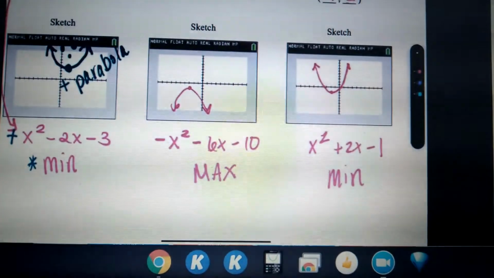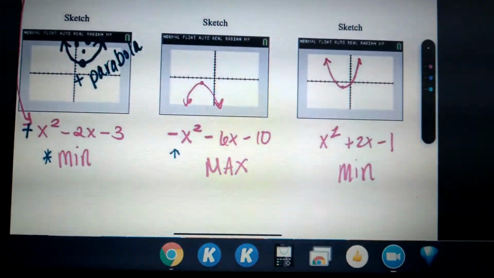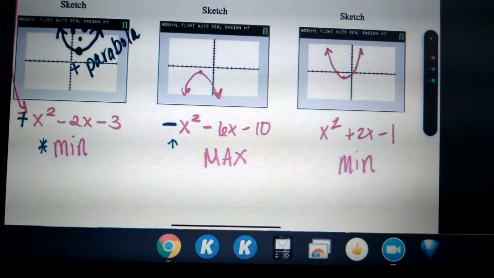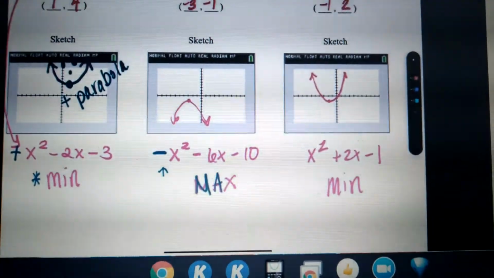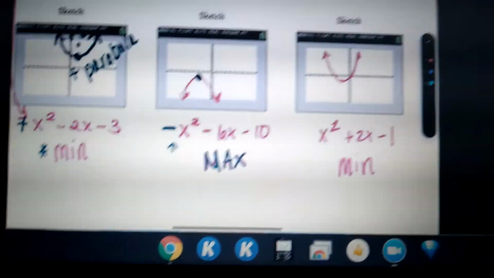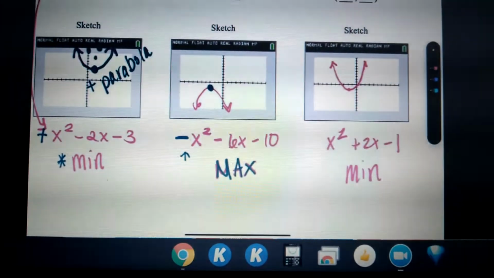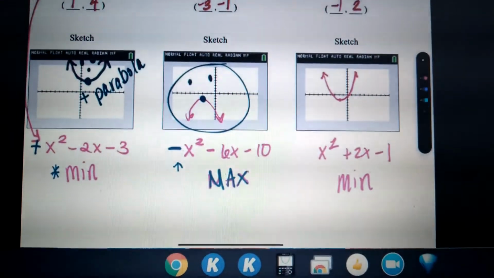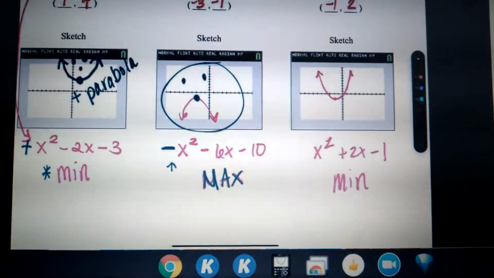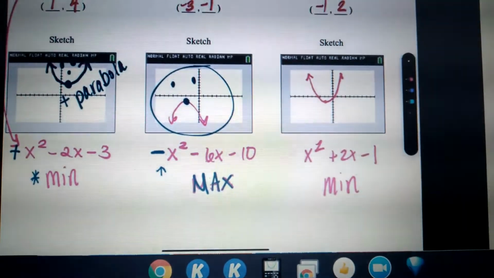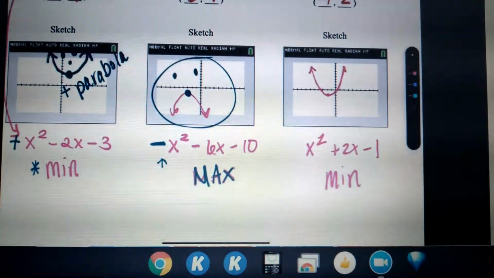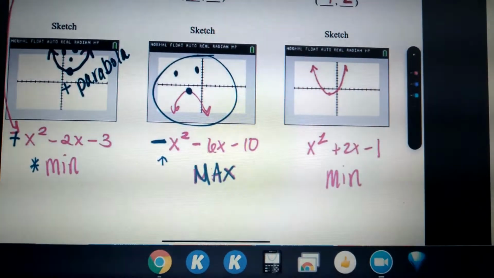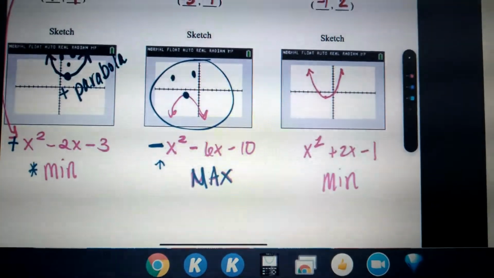Now take a look at the equation for this one. It's got a negative x squared and a max. My maximum is right here. What does that look like? That looks like a frown, does it not? Yes? So if my x squared term is negative, I will always have a maximum point. Understand?